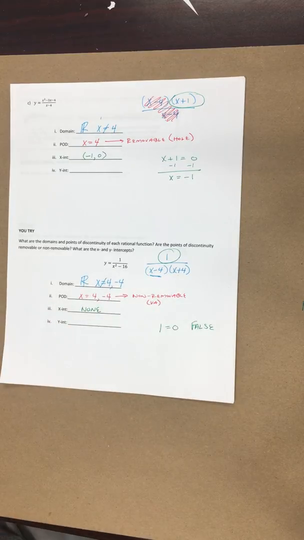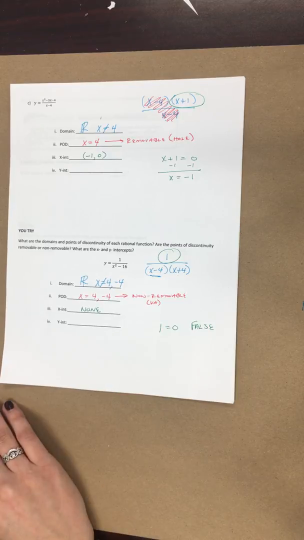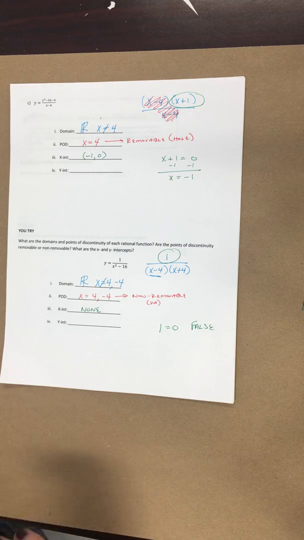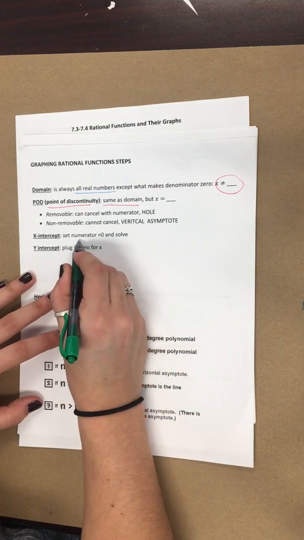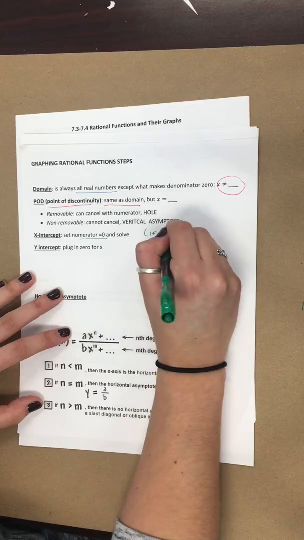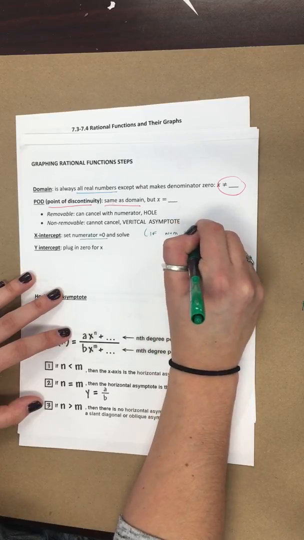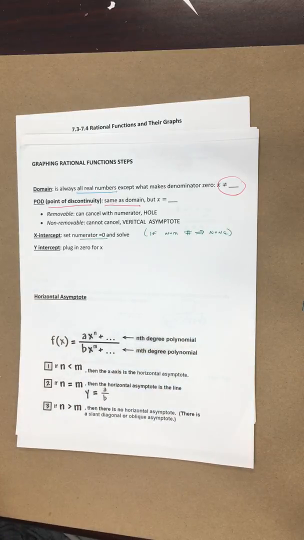So pretty much anytime you just have a number in the numerator, you're never going to have an x-intercept, which is okay. It's allowed to not touch the x-axis. So again, for x-intercept, all you do is set the numerator equal to 0 and solve. Okay? If the numerator is a number, then that means it's none, just like we had in part A in the U-try problem.